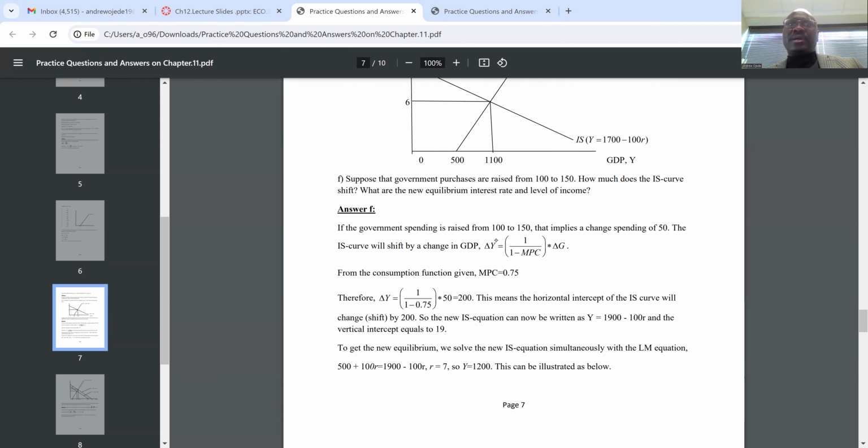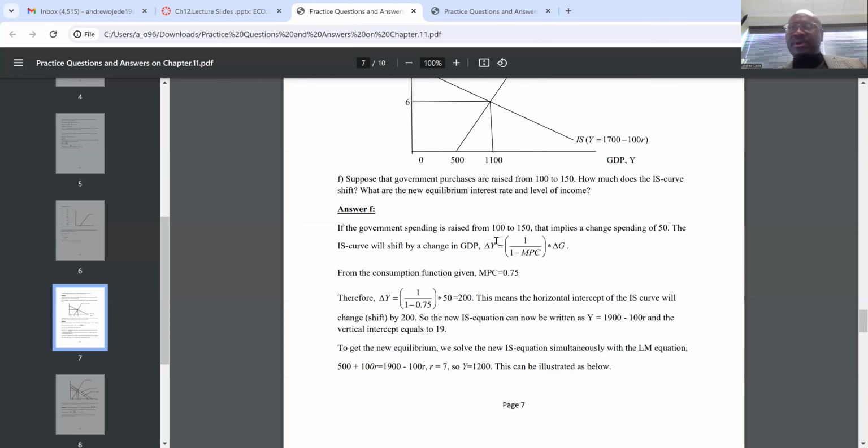Now I asked you a couple of questions. Suppose, for example, the government spending has been raised from 100 to 150. How much does the IS curve shift? What are the new equilibrium interest rate and real level of income? So you remember, government spending G enters the goods market equilibrium. When you invoke the goods market equilibrium, that's where we derive the IS curve.